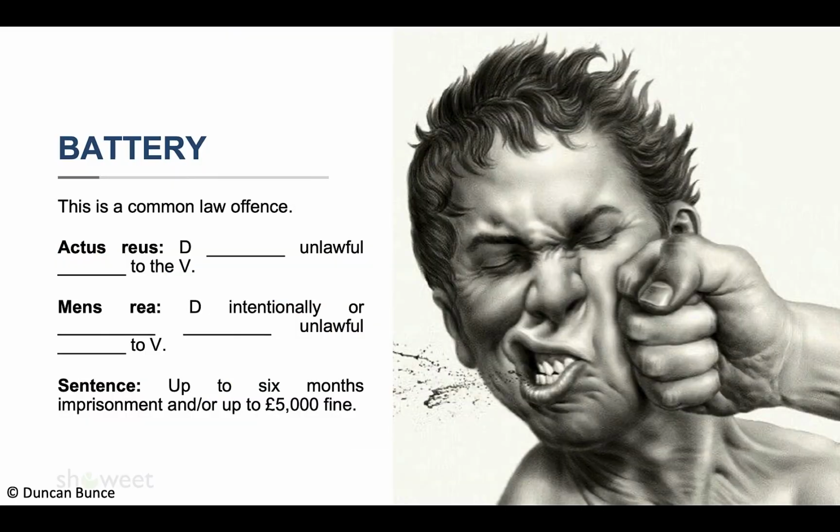So we're moving on to battery. Again, it's a common law offence. The actus reus, though, is that the defendant applies unlawful force to the victim, as you can see there in that image. The mens rea, again, is a basic intent offence: the defendant intentionally or recklessly applies unlawful force to the victim. This is an offence which, as assault is, carries up to 6 months imprisonment and or a fine of up to £5,000. So this will again be dealt with in the magistrates' court.